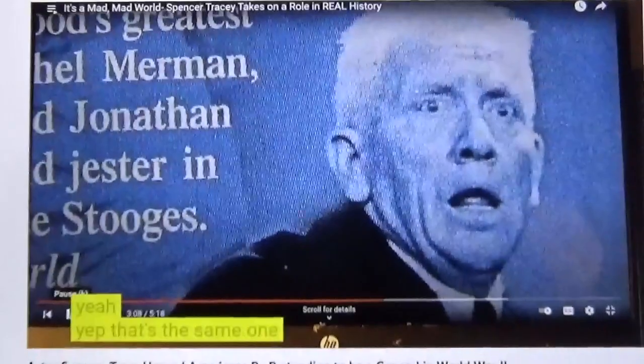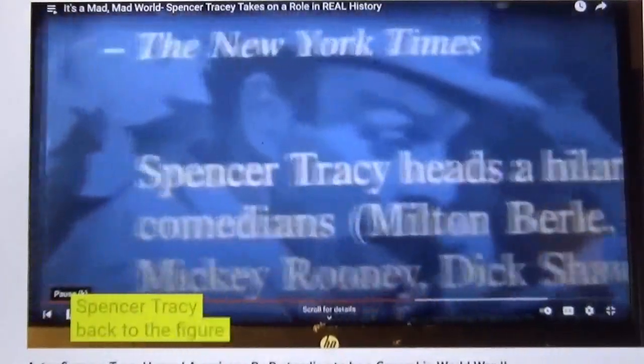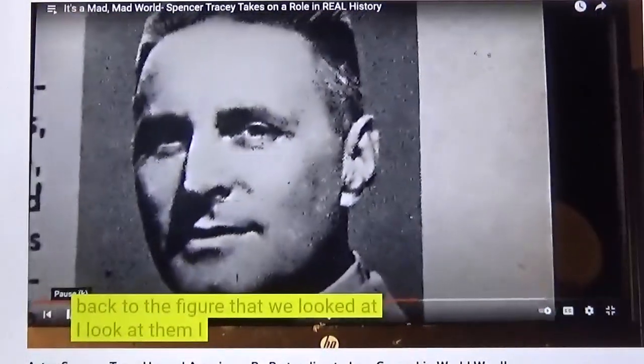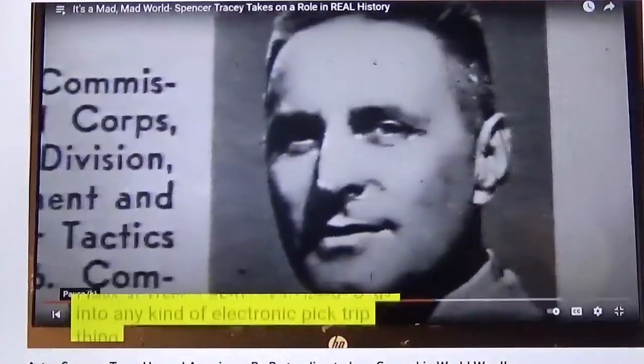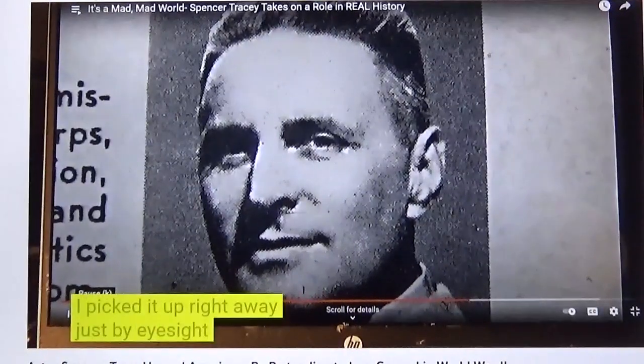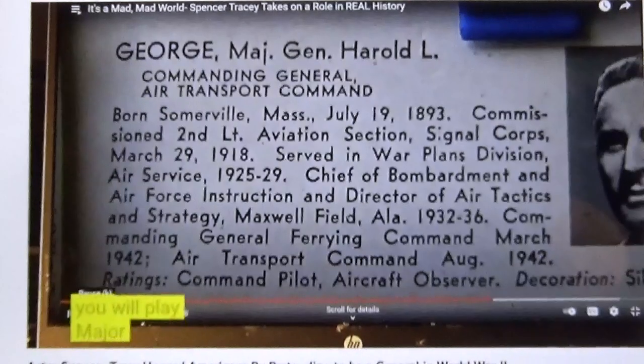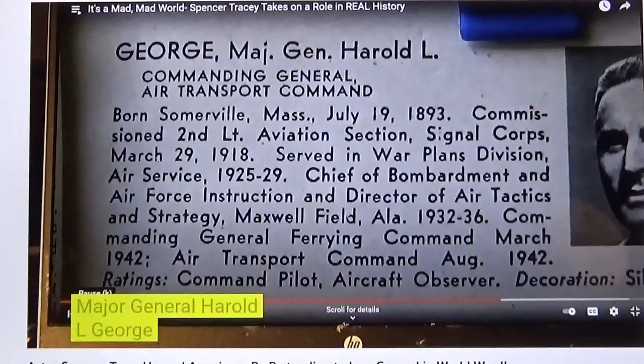And guess what? It's a Mad, Mad World. Yep, that's the same one, all right. Except he's a little older here in this movie, and it's not a very good picture of him. But yep, that's Spencer Tracy. Back to the figure that we looked at. I look at him. I didn't even need to go into any kind of electronic thing, which is what I use. I picked it up right away, just by eyesight. He's an actor. And in the script of the Second World War, he will play Major General Harold L. George. Yes, Spencer Tracy.